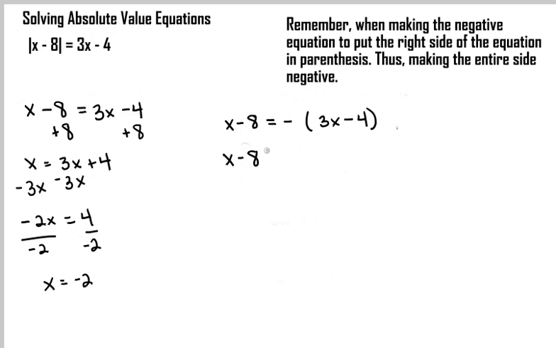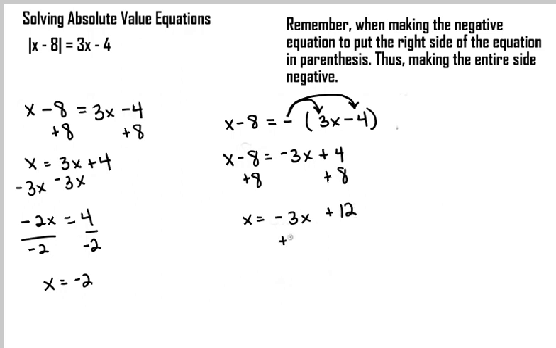For the negative equation, our first step is to distribute. So negative times 3x equals negative 3x, and a negative times minus 4 equals plus 4. From here, we add 8 to both sides of our equation, and we get x equals a negative 3x plus 12. We then add 3x to both sides of the equation, and we get 4x equals 12. Divide both sides by 4, and we get the answer x equals 3. So our final answer is x equals negative 2 and 3.